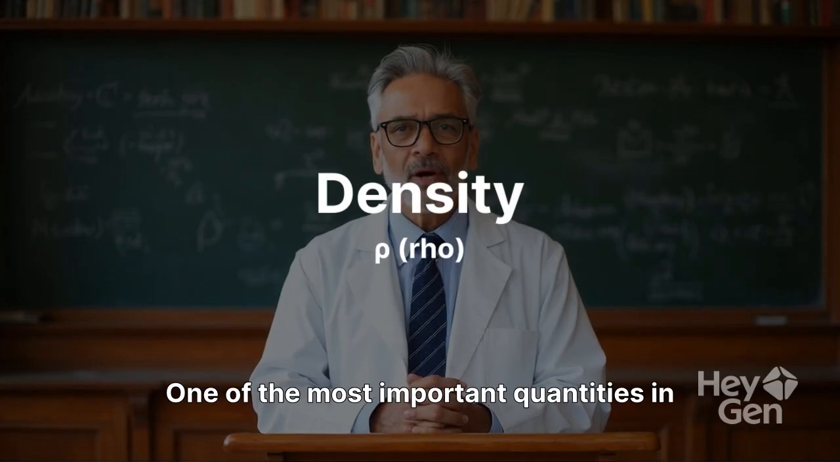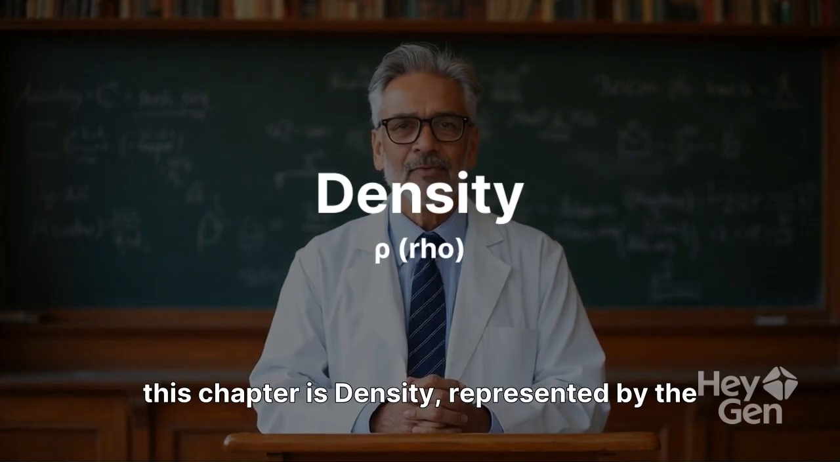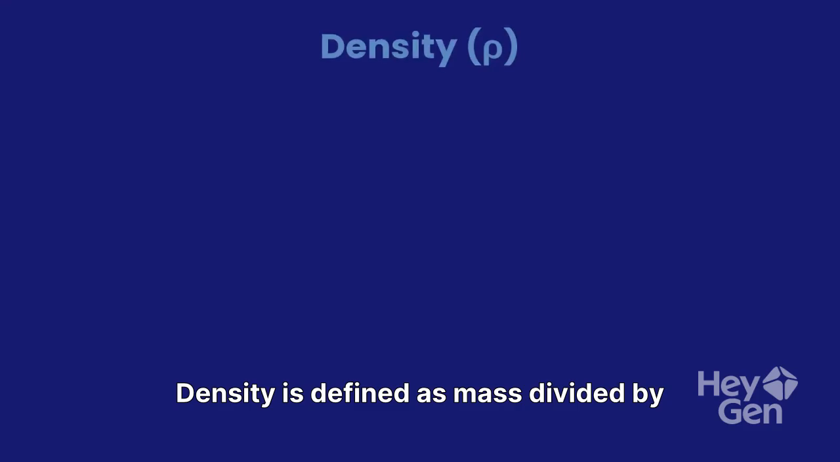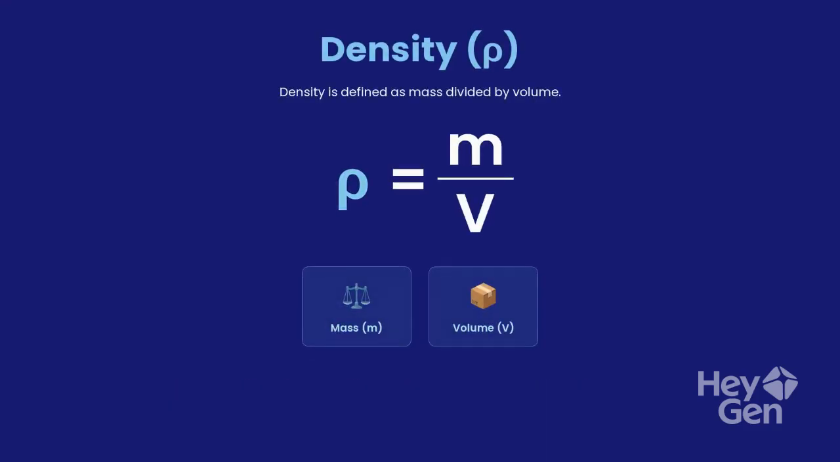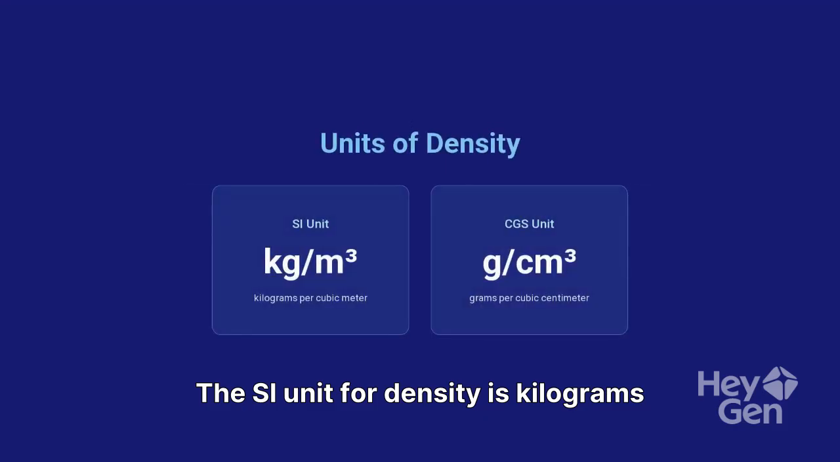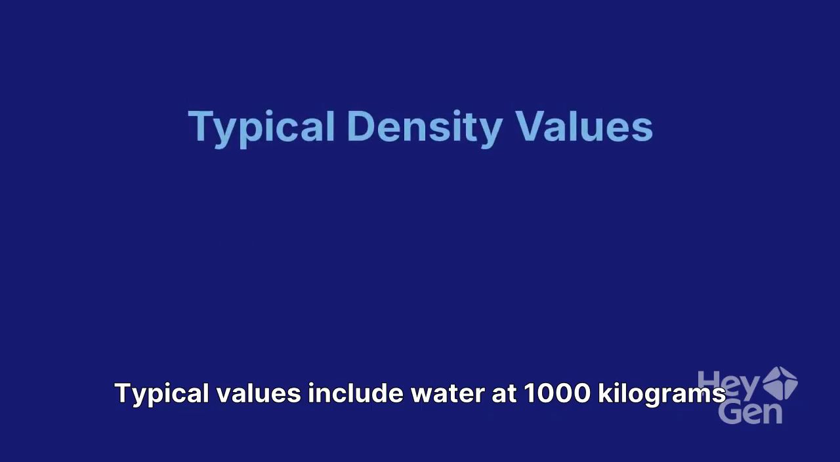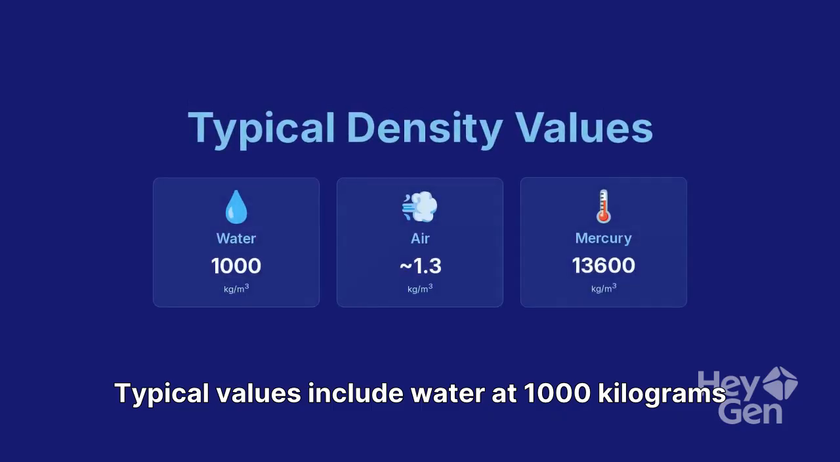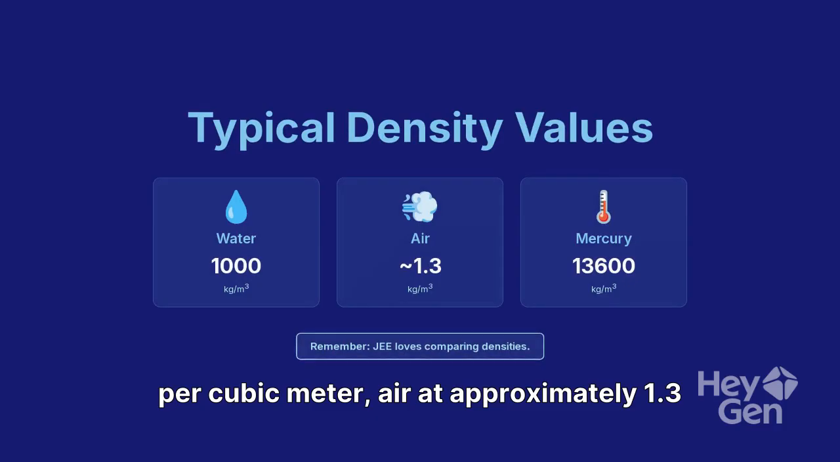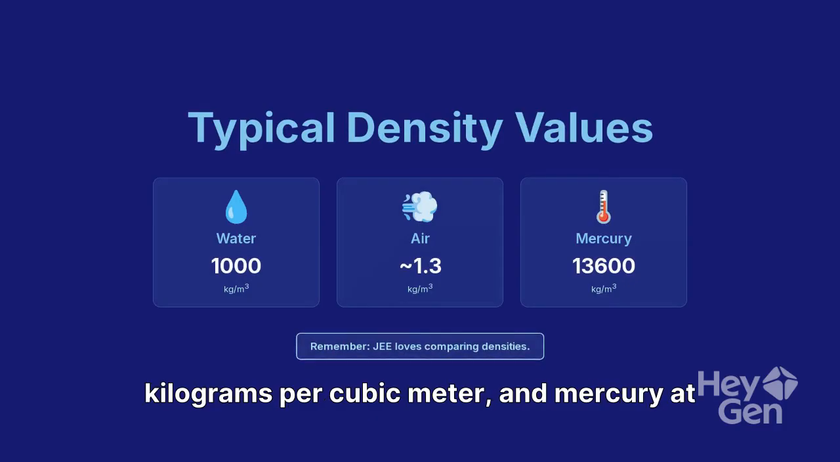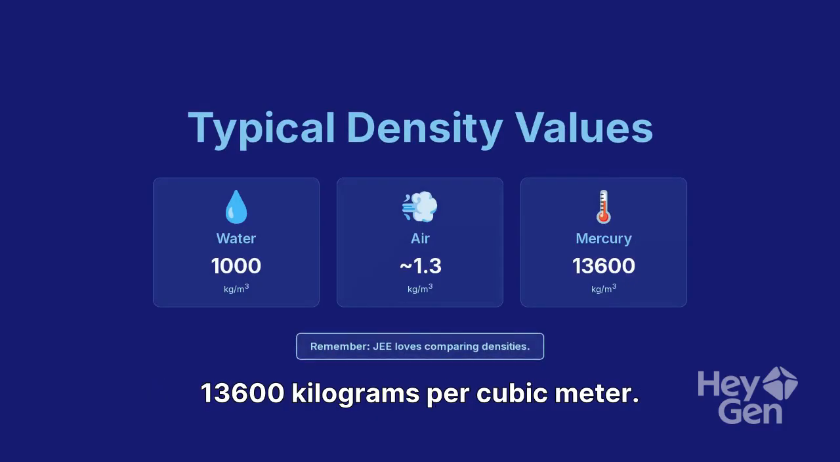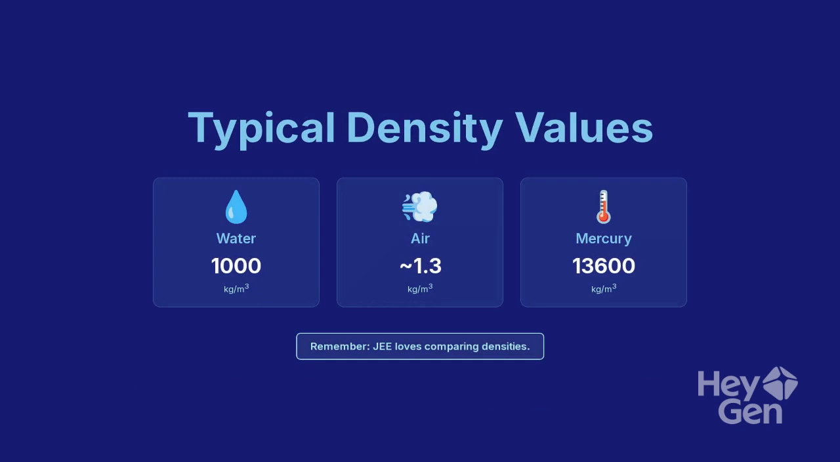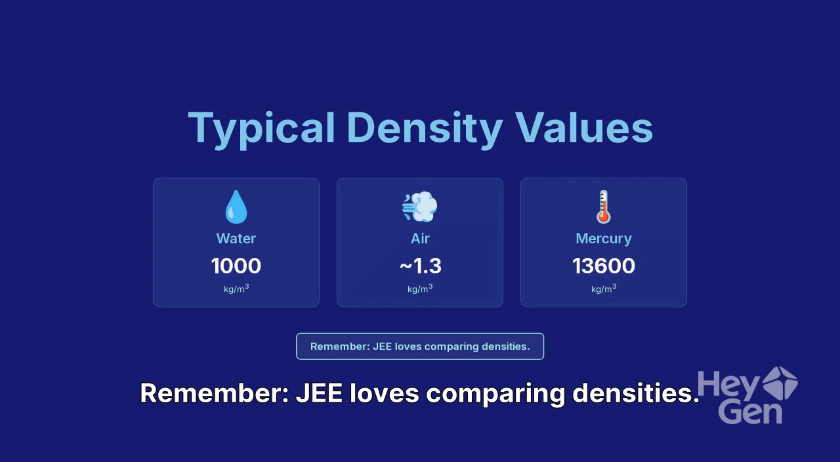One of the most important quantities in this chapter is density, represented by the Greek letter rho. Density is defined as mass divided by volume. The formula is rho equals m over v. The SI unit for density is kilograms per cubic meter, and the CGS unit is grams per cubic centimeter. Typical values include water at 1,000 kilograms per cubic meter, air at approximately 1.3 kilograms per cubic meter, and mercury at 13,600 kilograms per cubic meter. Remember, JEE loves comparing densities.